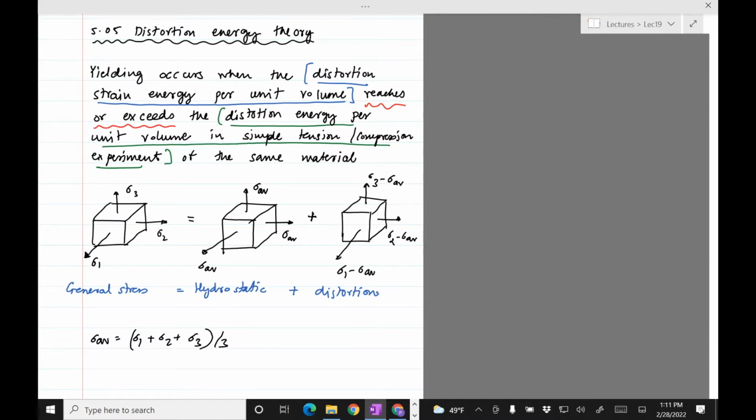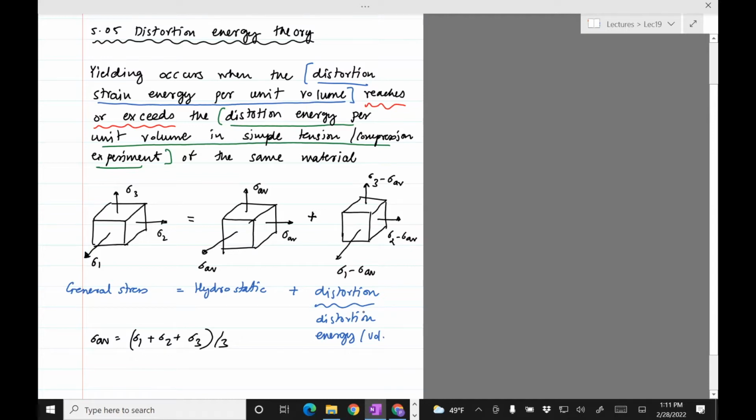So the second part is the one which gives rise to a strain. It's the distortion part, because the stresses on all sides are not equal. So what we're saying is that for this theory, it's the energy related to the second part which is important. So we need to compute the distortion energy per unit volume for that part.